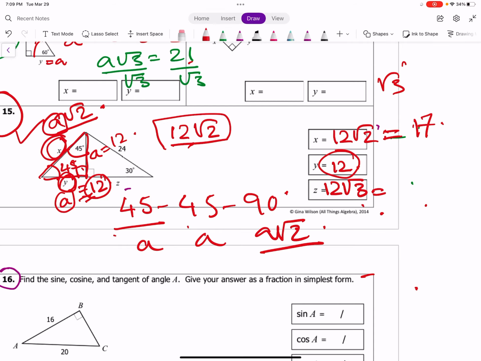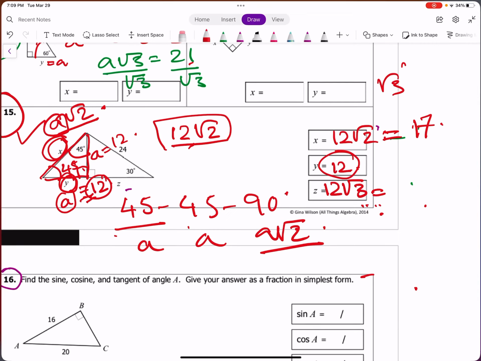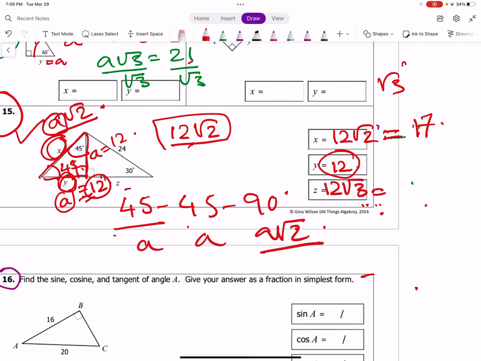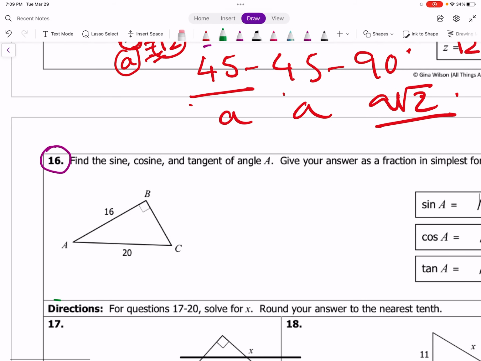And this guy, 12 times root 3. So that gives us 20.78, so 20.8. Let me use another color for that. 20.8. Right? Okay.